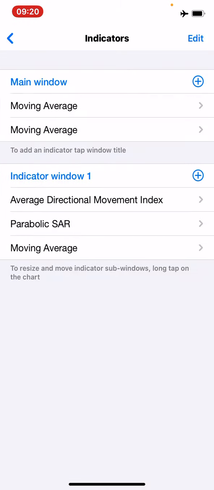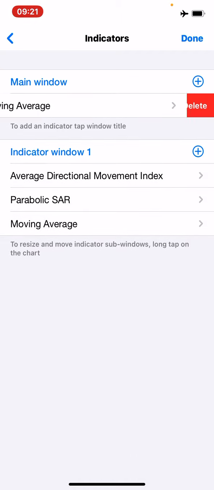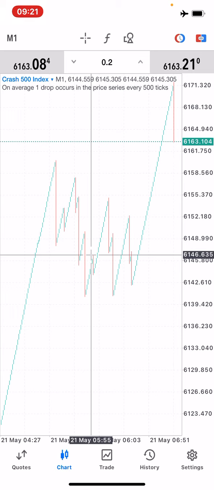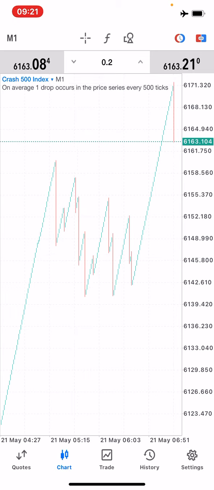Okay, so let's get into this business. I'm gonna delete everything right here, and as you can see, we now have a blank chart. What we want to do now is install the first indicators, which are for the main chart, and then the second indicators, which are for the indicator window one.